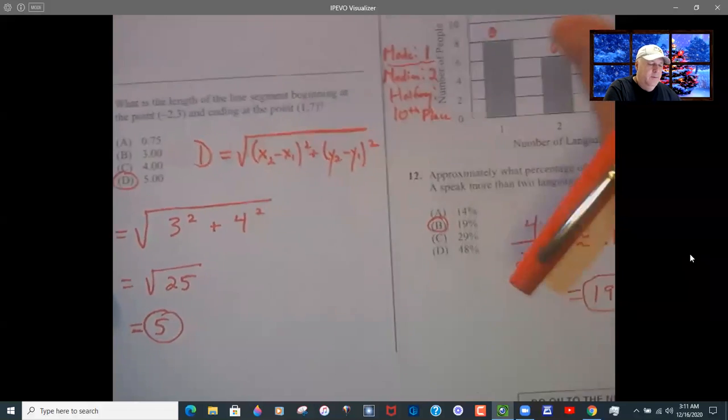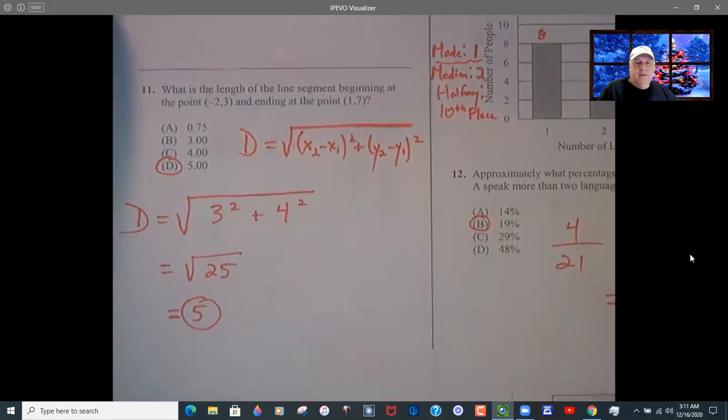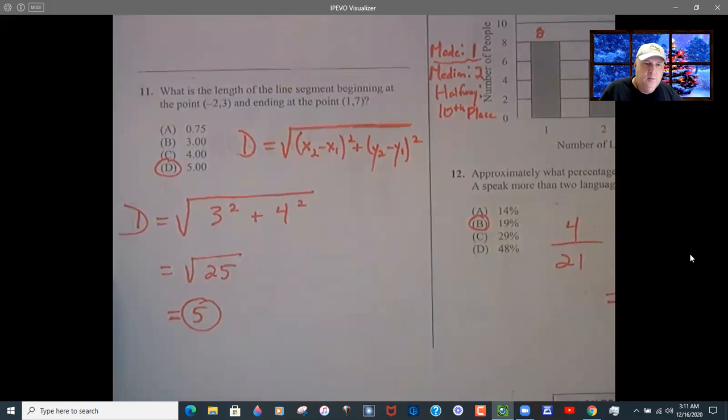These are problems 11 through 20 on the SAT practice test number 2 in the calculator portion, corresponding to assignment 13 in test prep. So problem 11 is the distance formula. So you're going to have to know the distance formula.